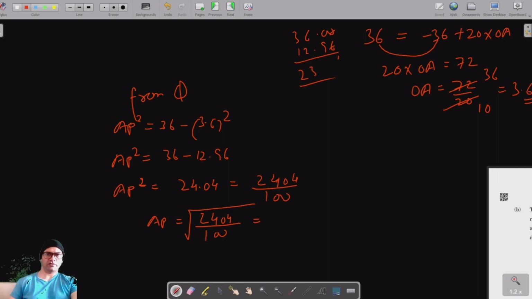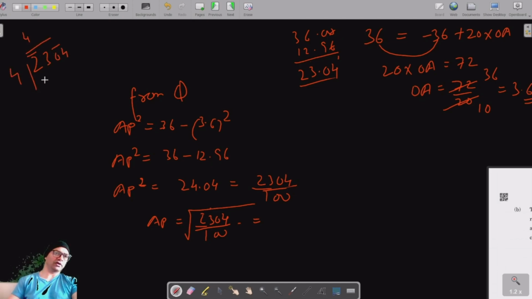And this is 23.04, and this is 2304. Now the square root of 2304, so 2304 divided by 100. So for the square root of 2304, 4 fours are 16, 23 minus 16 is 7, and double of 4 is 8. So this is 86 into 6, which will give us 36, and 8 sixes are 48, and 3 is okay.